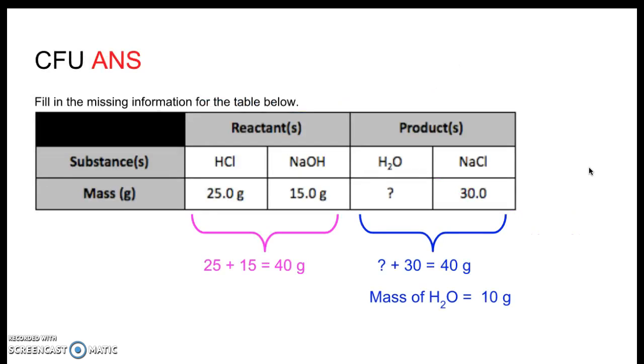Great. All right. Before we move on to the next part, I just want to give you a moment to summarize what you've learned here about the law of conservation of mass as it relates to finding out the mass of a reactant and product. So you're going to take a moment to summarize what you've learned so far.